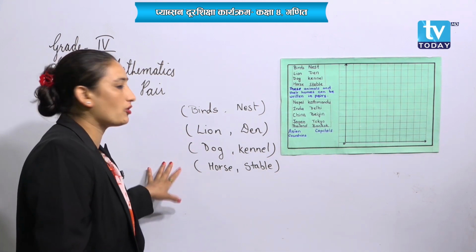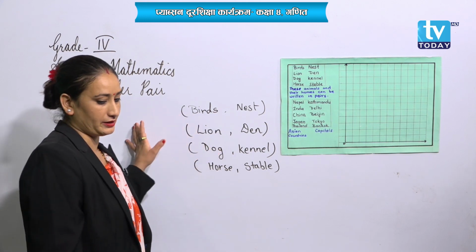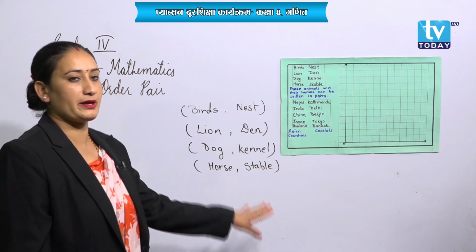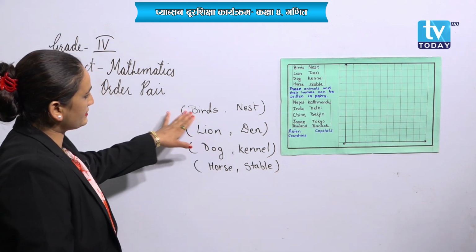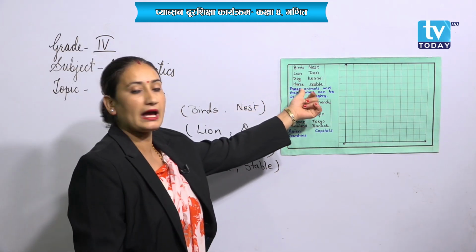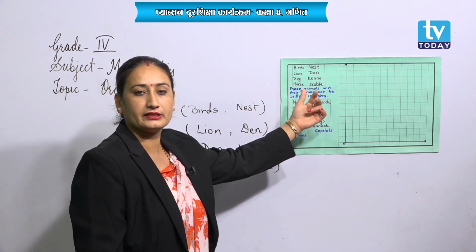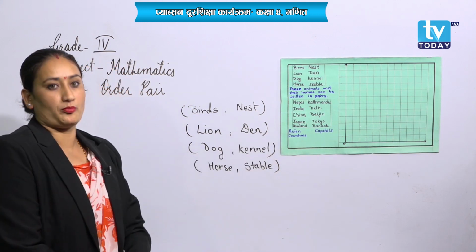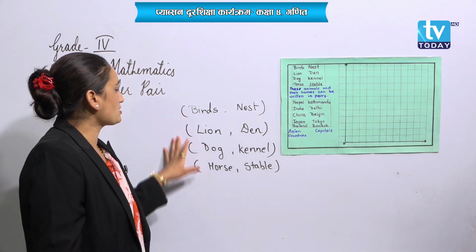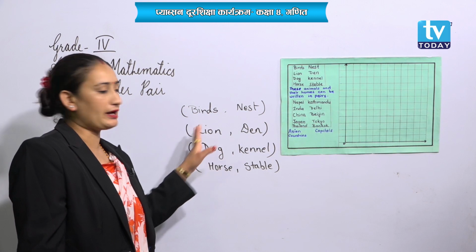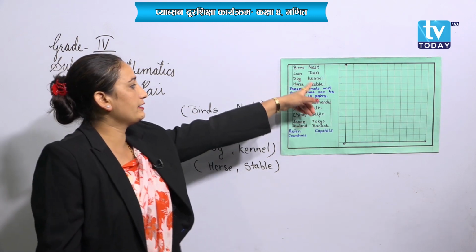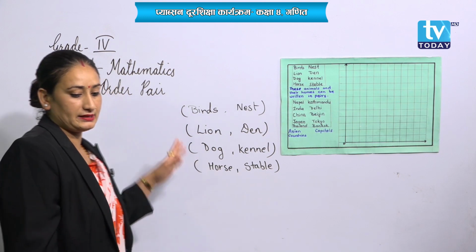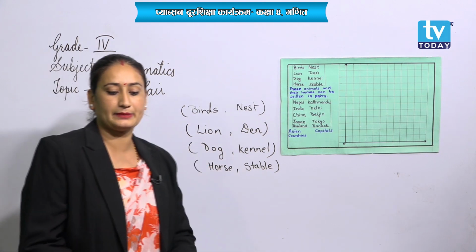This one we call an ordered pair. In this pair, the first member is always the animal, because I'm talking about animals and then their living place, right? Animals and their homes. So animals are always written in the first member, and their living place, their home, is written in the second place, in the second member, right?